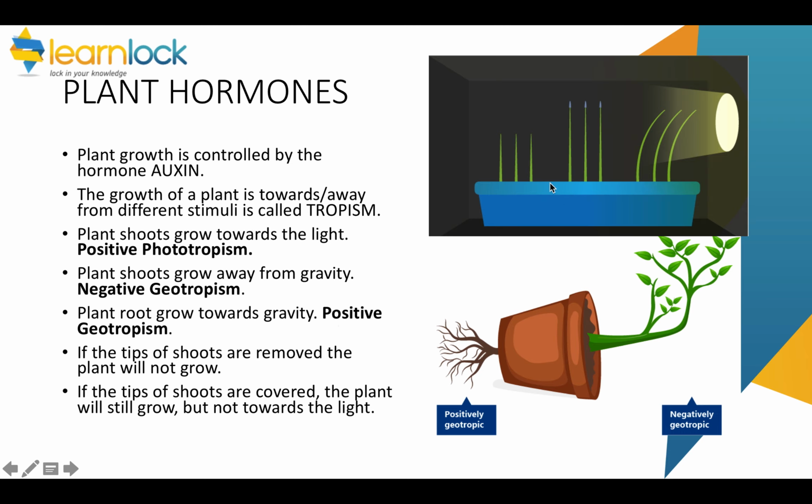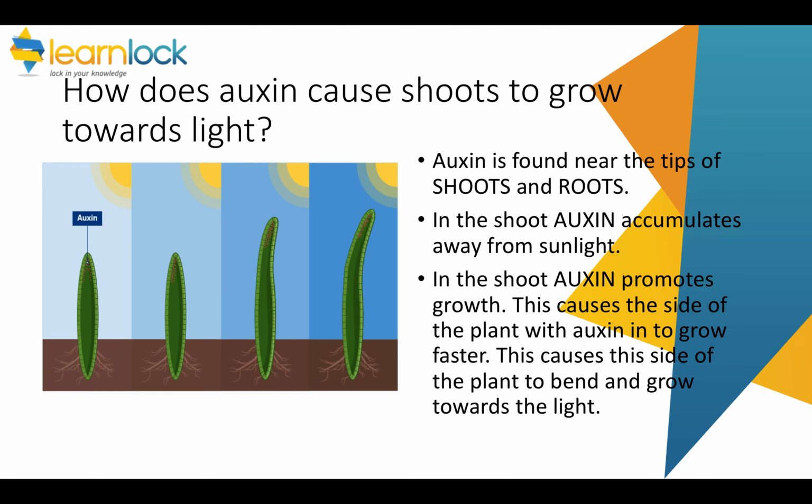If the tips of the shoot or the roots are removed, then the plant won't grow. If they're covered, you can look at how plant growth is affected, and this is something we'll look at in the practical. So why does a plant grow towards light? Well, this is down to the hormone auxin. Remember, we said that auxin's found in the tip. So in the tip of the shoot, auxin accumulates or builds up away from the sunlight.